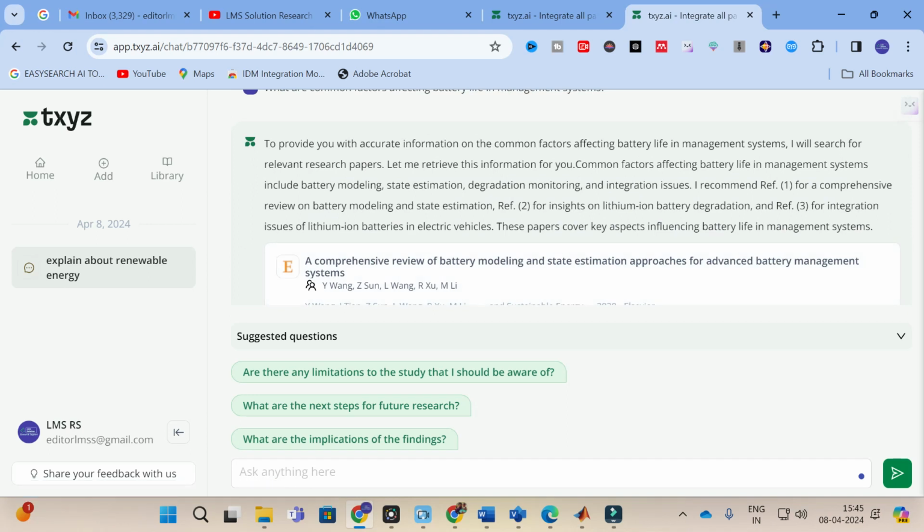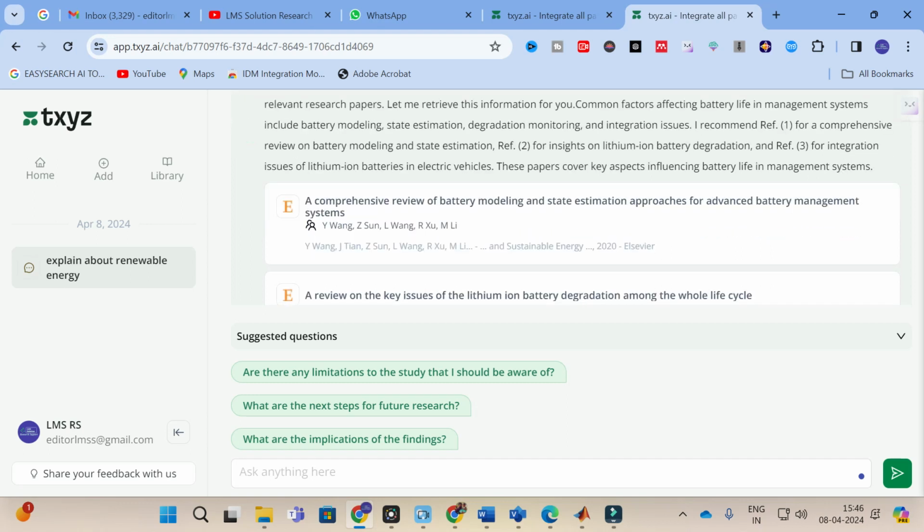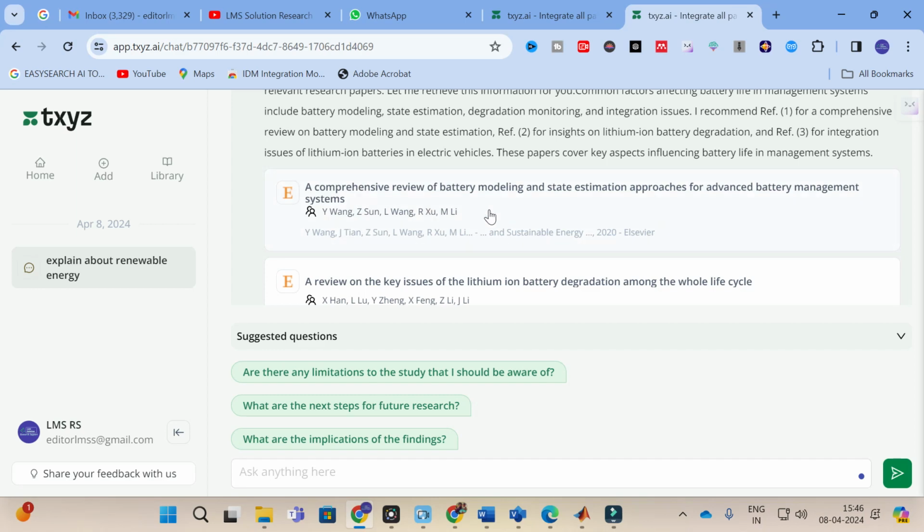So here you can see that to provide you with accurate information on the common factors affecting battery life in management system, I will search for relevant research papers. Let me retrieve this information for you. Common factors affecting battery life in management system include battery modeling, state estimation, degradation, monitoring and integration issues. For reference one, a comprehensive review on battery modeling and state estimation, this is the paper related with battery modeling. I am opening it in a new tab.